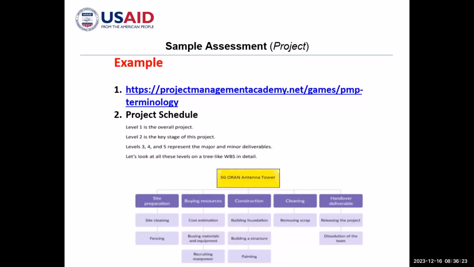One example of the assessment is an activity wherein you have to go to the Project Management Academy website, and you will have to answer some project management terminology, but this will be in the form of a crossword puzzle. And then another project in the assessment that I have prepared, you will have to come up with a project schedule. There will be a work breakdown structure provided to you, or the main tasks. And all of those tasks and subtasks, you will have to plot in a Gantt chart and come up with a complete baseline for your project schedule.